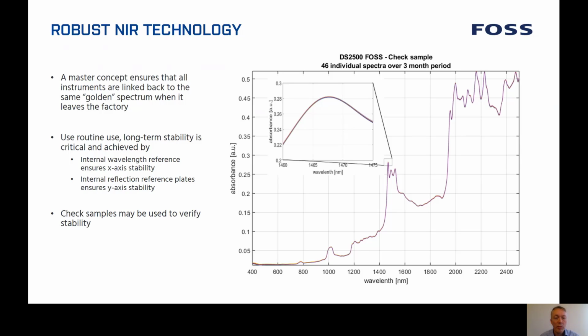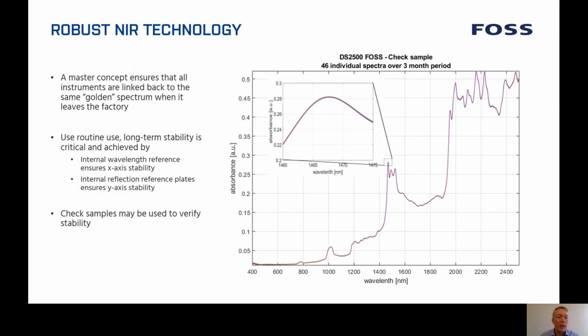The stability of the spectrum that is obtained this way is shown in the graph on the right. If you zoom into the peak at 1467 nanometers, you see that over a long period of time, this peak is exactly at the same place in the spectrum. Of course, if you zoom into it, there are small variations, but these variations have no impact on the predictions that come out of the instrument in the end.